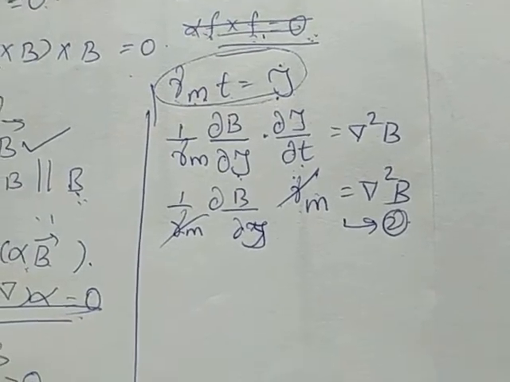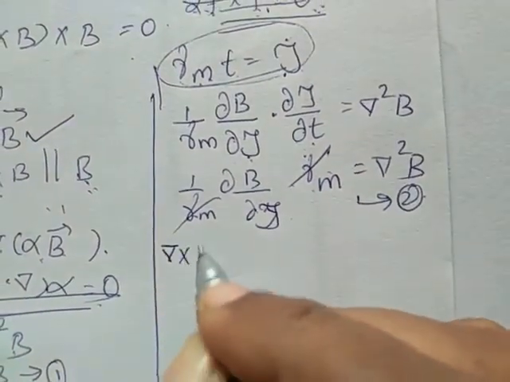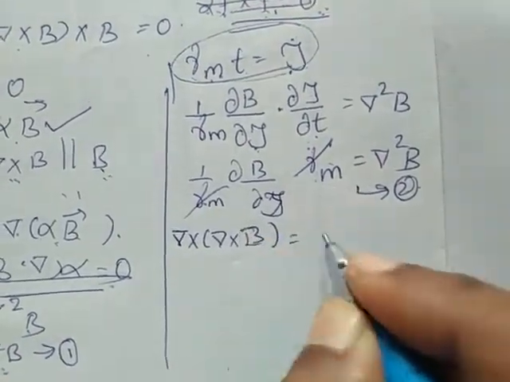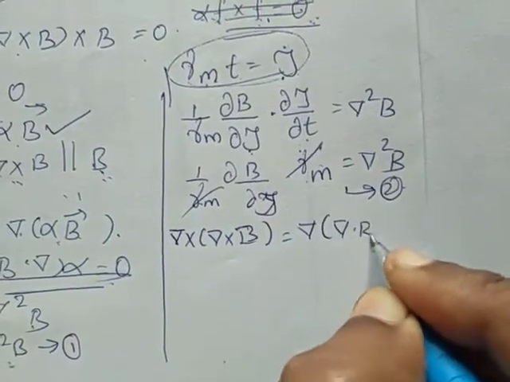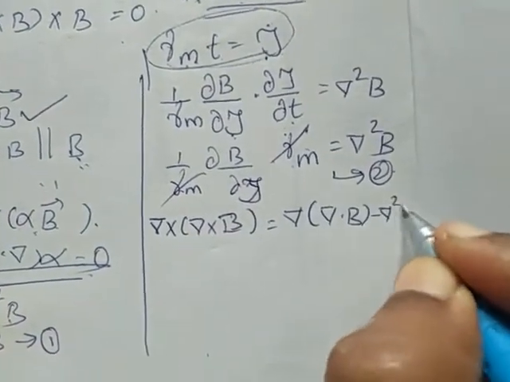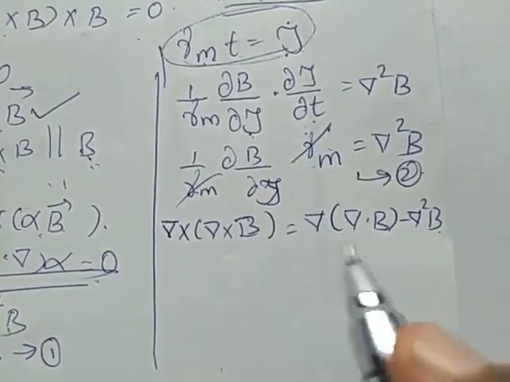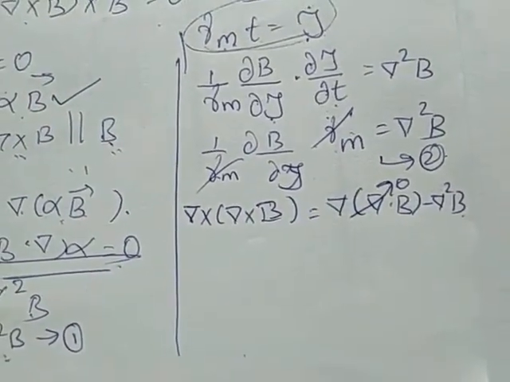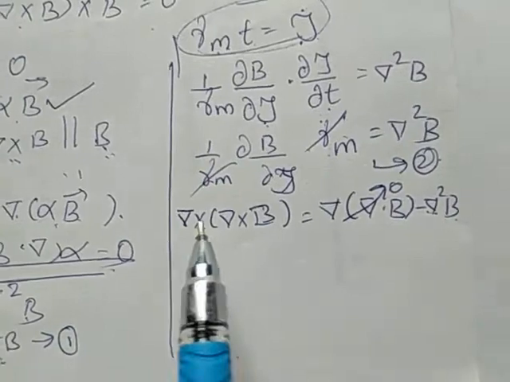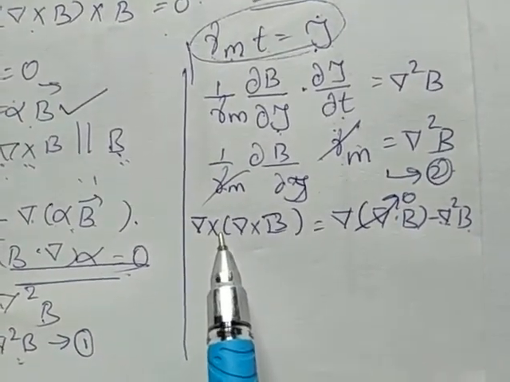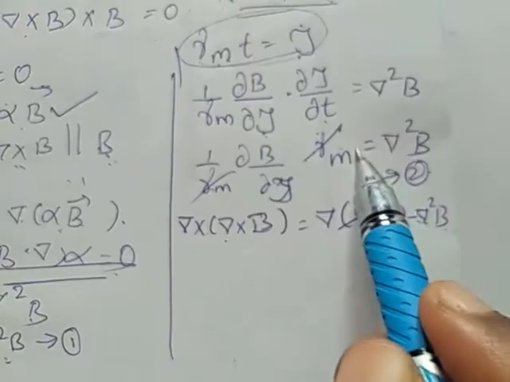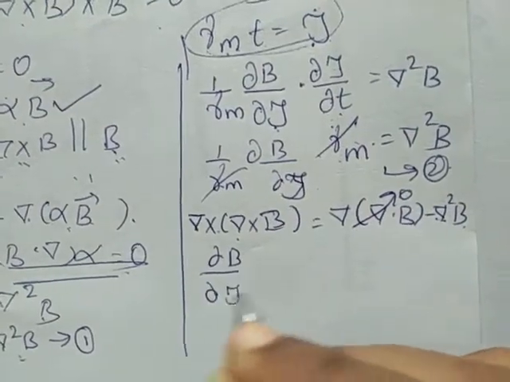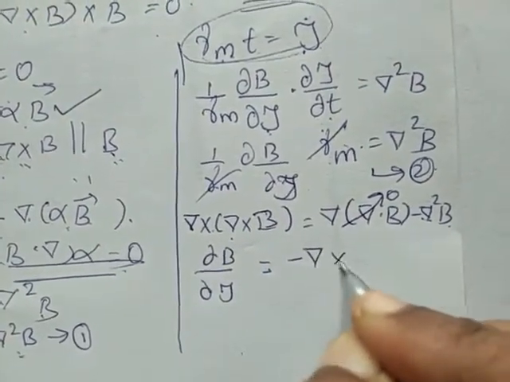Now we will consider a vector identity. What is del cross del cross B? We have del of del dot B minus del square B. Already we have derived this, so we know how we get this. Now del dot B is 0 because of the solenoidal property. What is del square B? Minus curl of curl B. Now substitute this in equation 2. We will get dou B by dou tau is equal to minus curl of curl B.